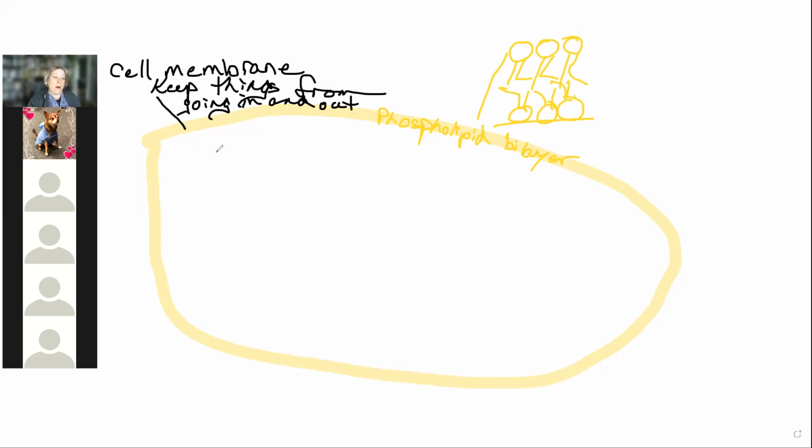Okay. All right. So what are the things that go through? Let's go ahead and draw one here. Let me go ahead and get the phospholipid bilayer here. Okay, it's a bilayer because we've got two mirrored phospholipid layers. Okay, so what is here that is a part of the cell membrane that allows things to go in and out in a controlled fashion?